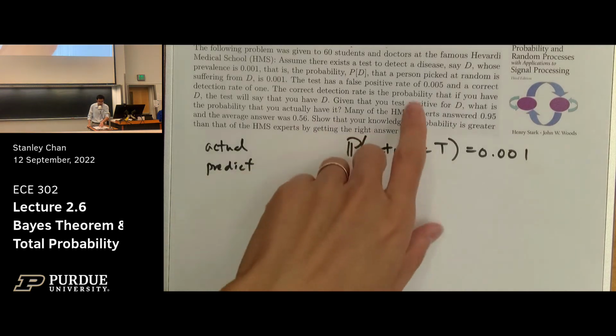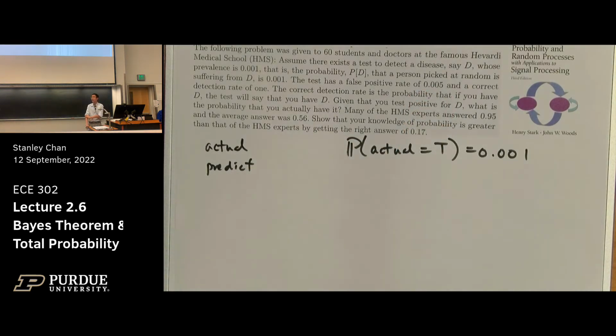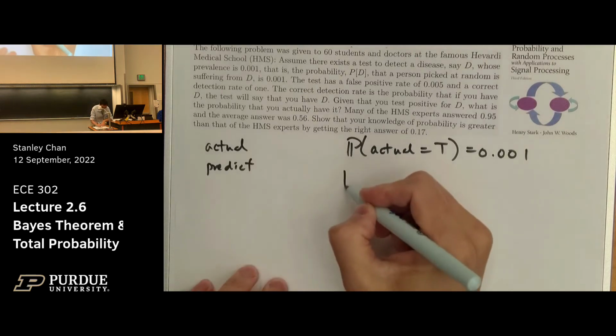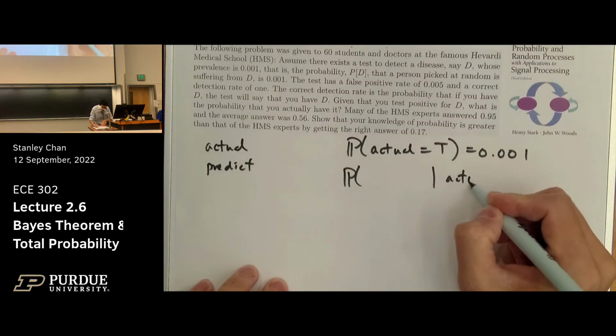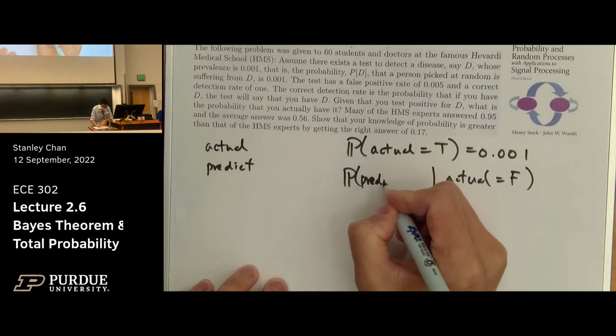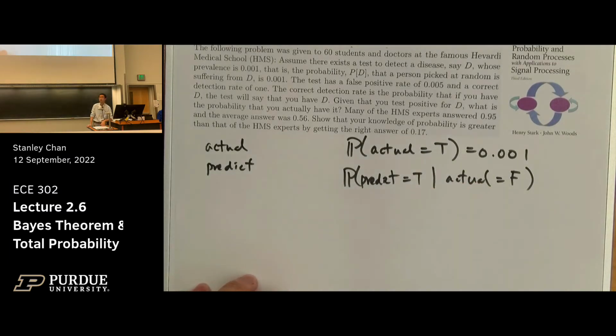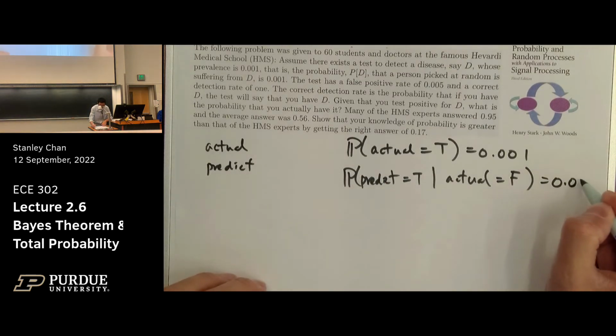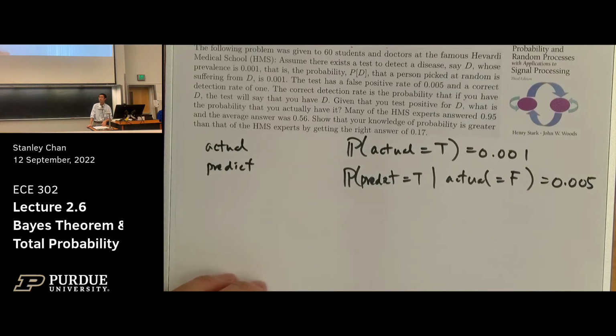Okay. So how about this 0.005? Let's say it's the probability that I test positive given that I don't have the disease. Excellent. So you do not have the disease, so actual is false, and then you predict that this is true. That's called a false positive. You do not have the disease, and then the test tells you that you have the disease. And this is 0.005. Everyone agree with me? Is it okay?